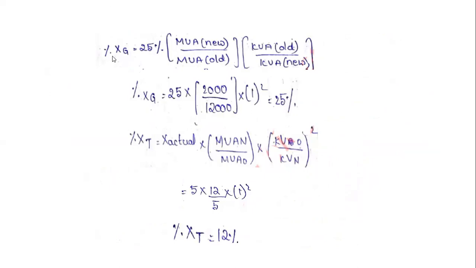Next we calculate the percentage XG and percentage XT, where XT is the transmission line. First, what is the formula for percentage X? That is the old value of reactance into MVA new by MVA old, into kVA new by kVA old, whole square.